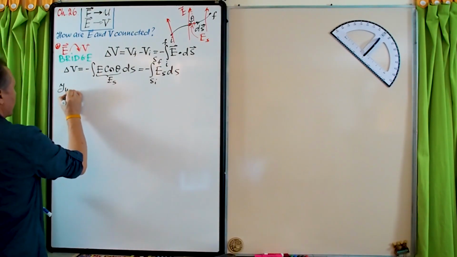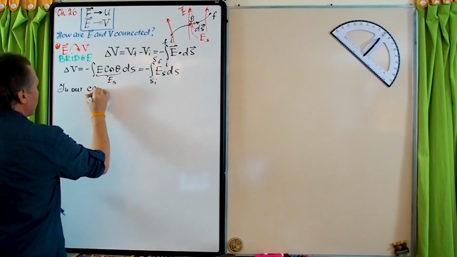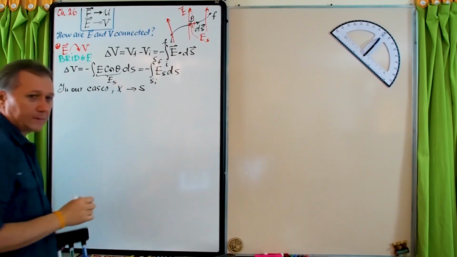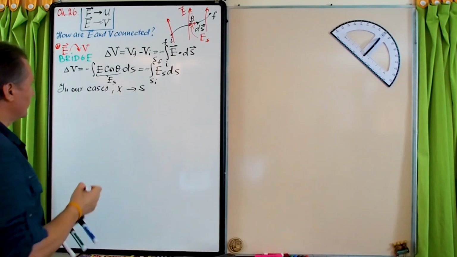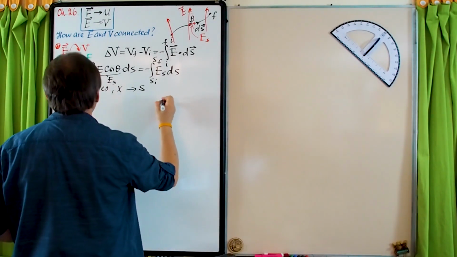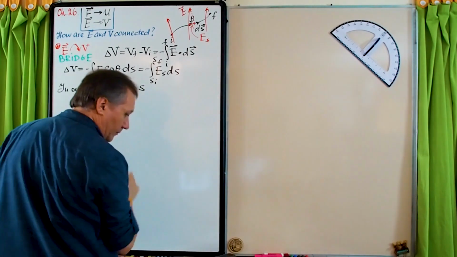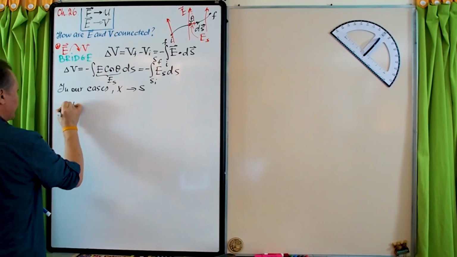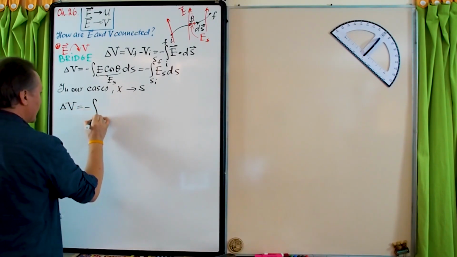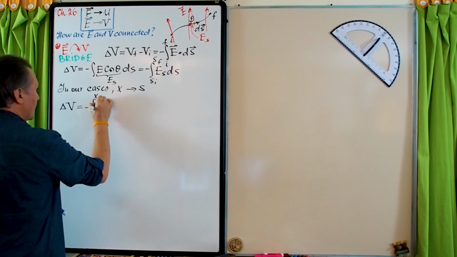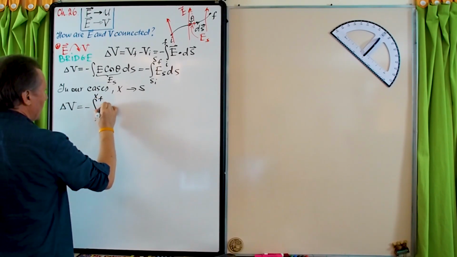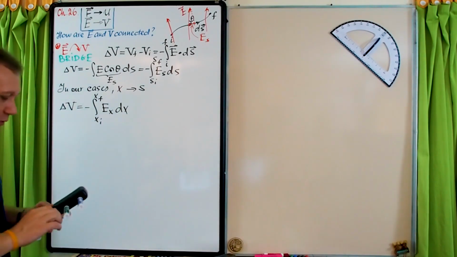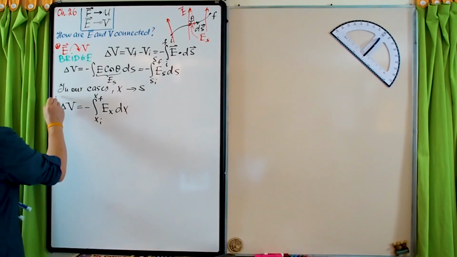So in our cases, x is s. And so as a result, the formula, I will write it there. It will be delta V equals minus integral from x initial to x final of E_x dx. That's what we will use in our classes.